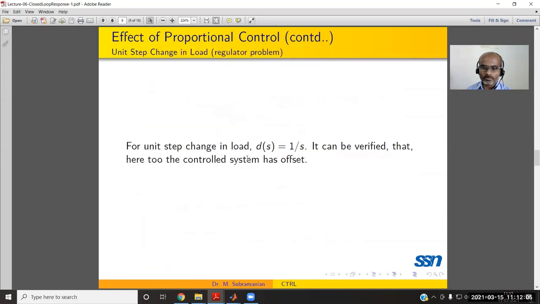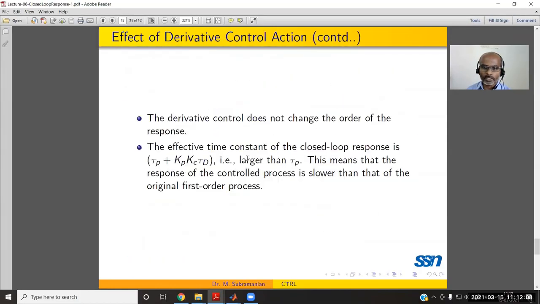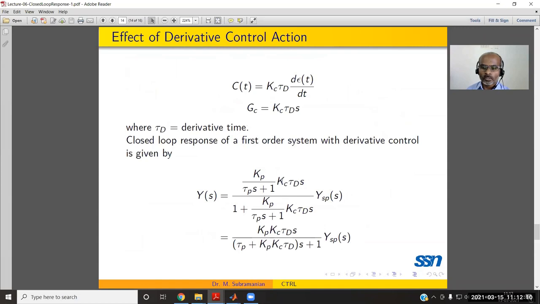That is what I explained here. So your GC is equal to KC into tau d s. We have GP, which is KP by tau p s plus 1, and you can expand this. It still appears similar to our first order system, except for the s term in the numerator. Of course, what is the role of s in the numerator? That we will see in the coming part.